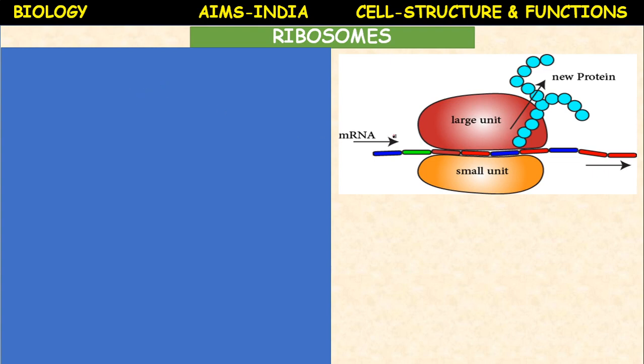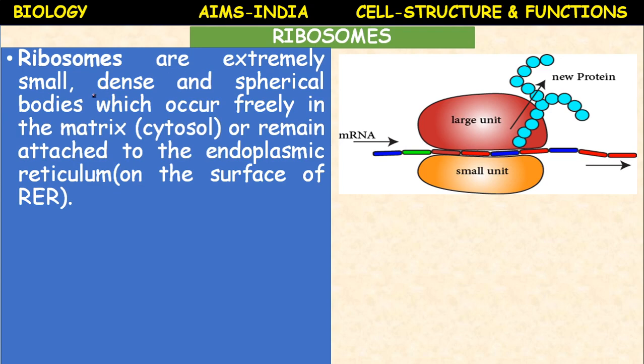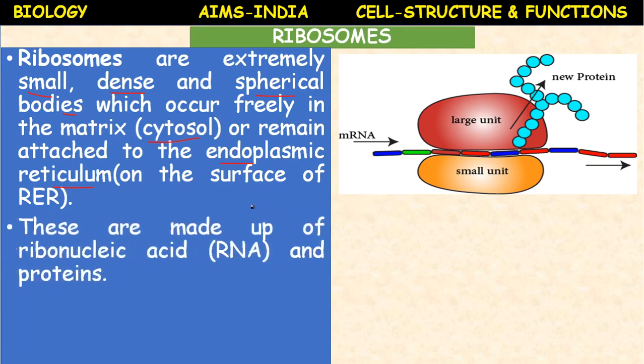Ribosomes. Ribosomes are globular cell organelles. These are extremely small, dense and spherical or round bodies which occur freely in the matrix or cytosol, or remain attached to the endoplasmic reticulum, on the surface of rough endoplasmic reticulum. So these ribosomes either exist freely or they may get attached to the rough endoplasmic reticulum.